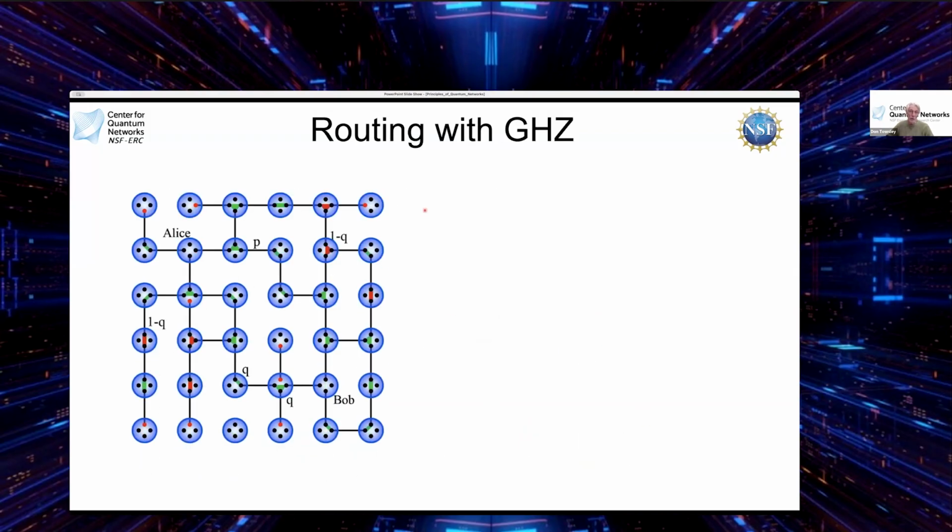So it turns out that you can use routing with GHZ in the following way. Suppose that you generate link-level Bell pairs, which I show as these black edges between the nodes. If you have 2 incident edges at a node, you perform a Bell state measurement. That's what's in green. But if you have 3, you do a fusion operation.